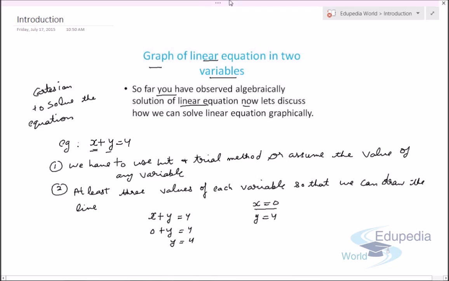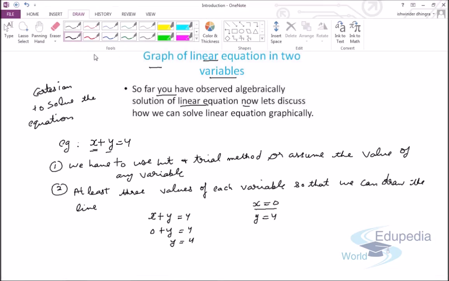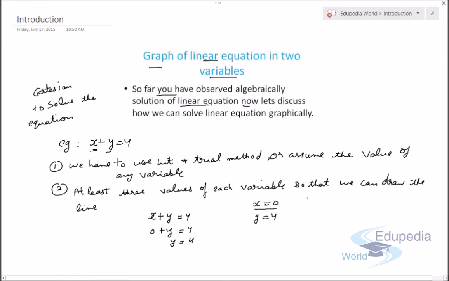Then for easier representation, we'll make a box again as we have done in previous videos also. We'll represent the values over here. We'll write x, we'll write y. So first value is x is 0 and y is 4.